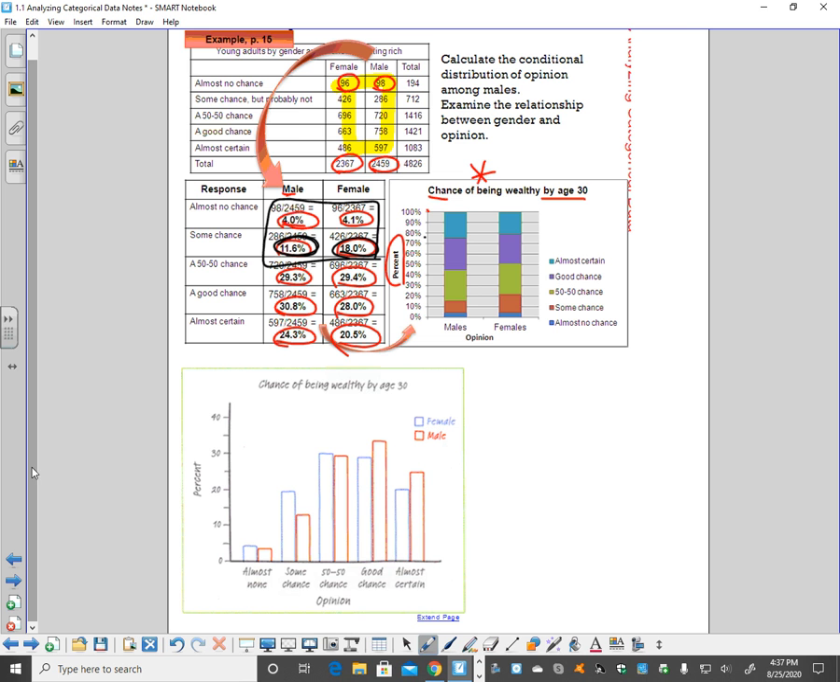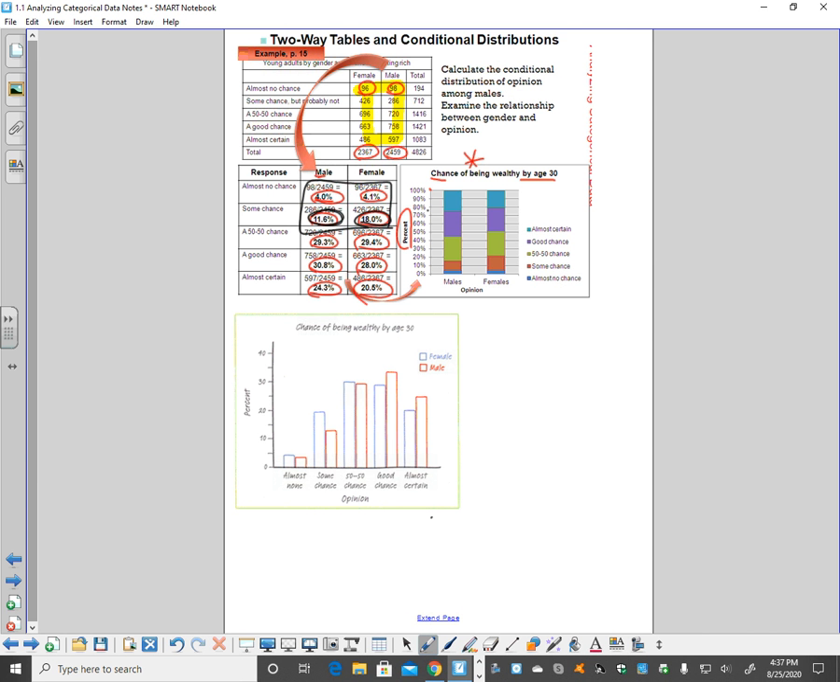Okay, then we have a beautiful side-by-side bar graph, which I'm a huge fan of. So this has got opinion on the bottom, chance of being wealthy. Here's my percent. Now notice, this is opinion on the bottom, and then each one gets a male and female bar. So now I can look at each opinion and compare females versus males. Females versus males. So it really emphasizes the difference in opinion by gender because I can just compare the heights of the bars.